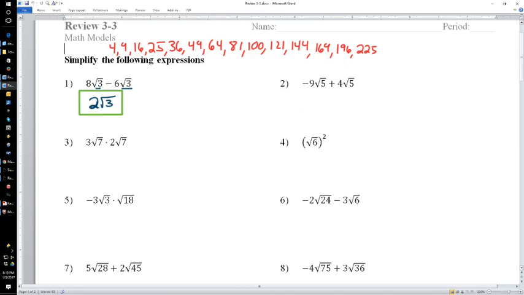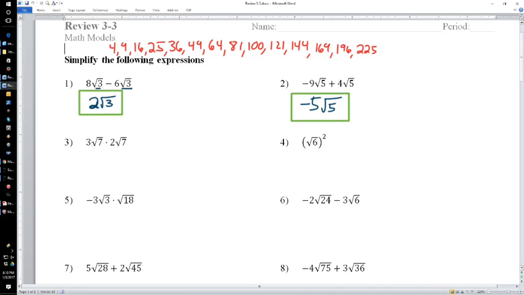Alright, number 2, same idea. We have the same square root for both of these. They're both the square root of 5. So, negative 4 plus negative 1 is negative 5. So we have negative 5 on the square root of 5. And since I cannot reduce the square root of 5, that is going to be my final answer. Alright? So whenever adding and subtracting, you've got to make sure you have like terms. The square roots have to be the same.